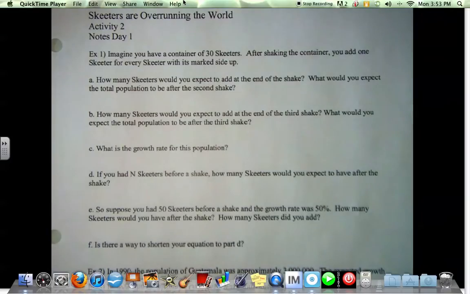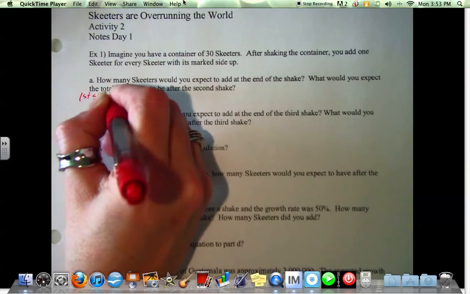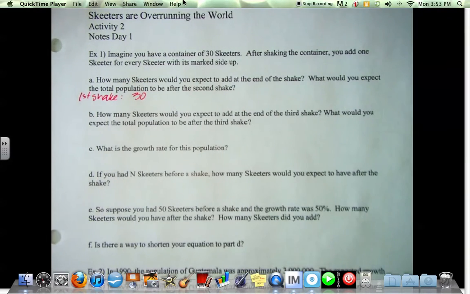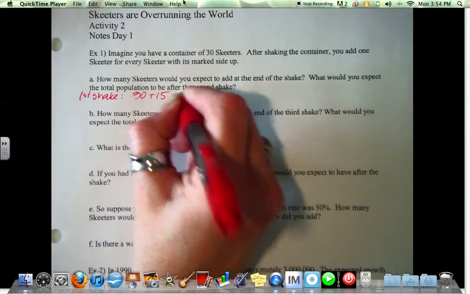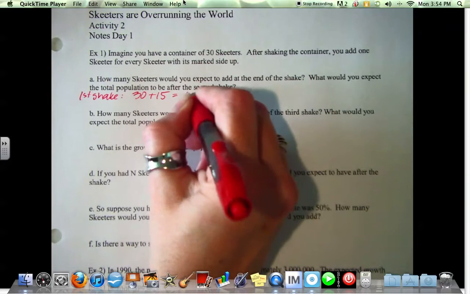So after looking at yesterday's activity, you guys had talked about what's the probability of it landing mark side up. And you guys had determined that it would be 50%. So for the first shake, you're starting with 30, and you're adding half of them, which would be 15. So that gives you a total of 45.